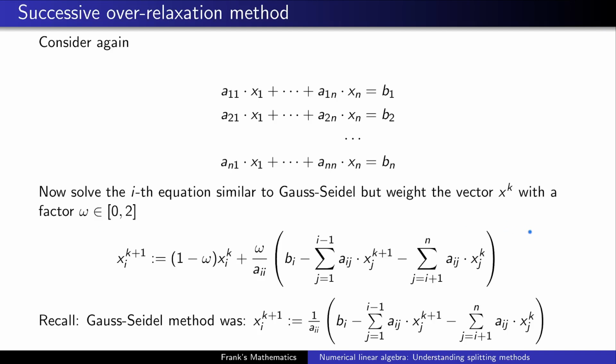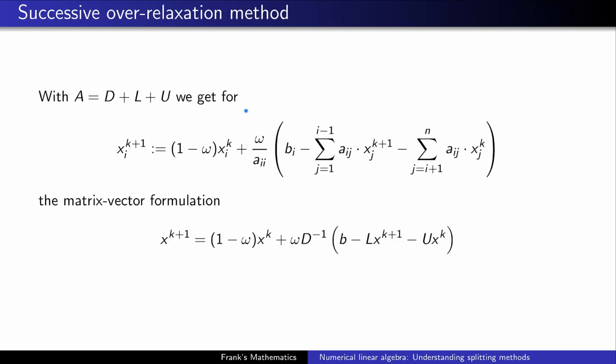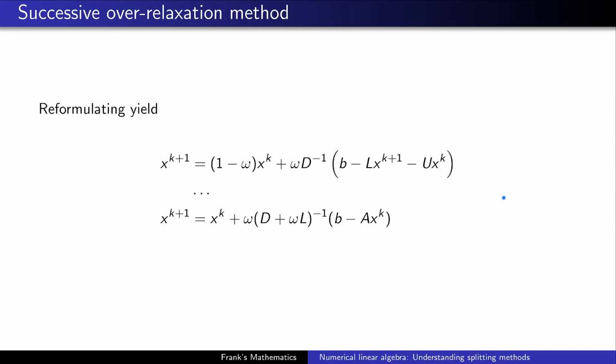Can this be put into our framework? I mean, it can, of course. I will just rush through it because the calculations do not differ that much. Again, we use our splitting. Here you can see the SOR formulation. And if you put it into a matrix vector formulation, we basically end up with this term coming from Gauss-Seidel. And this, of course, will give us (1 minus omega) times xk. Do a lot of calculations, and you'll end up with this term here.